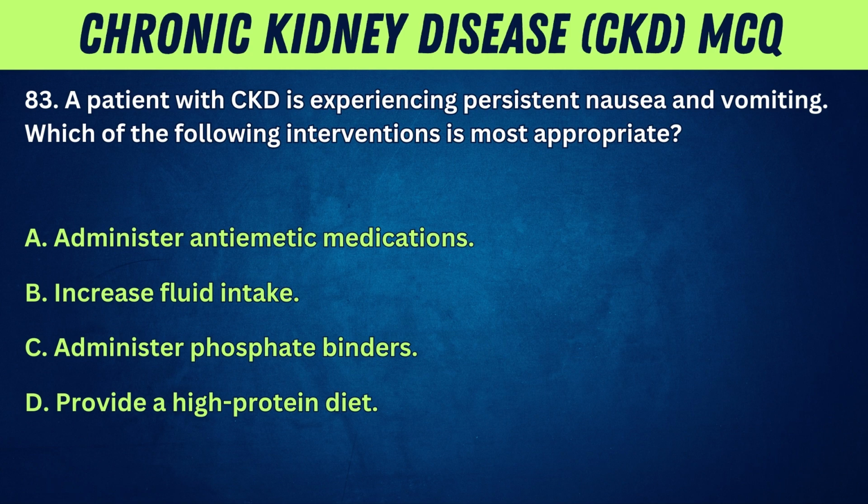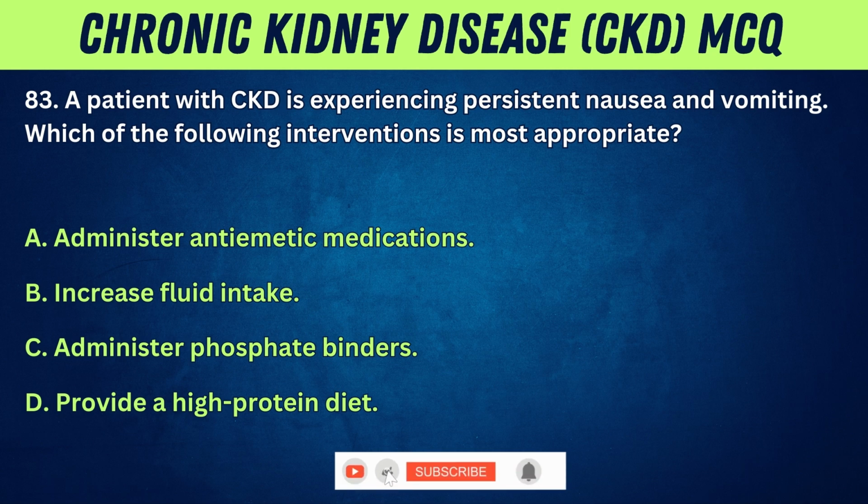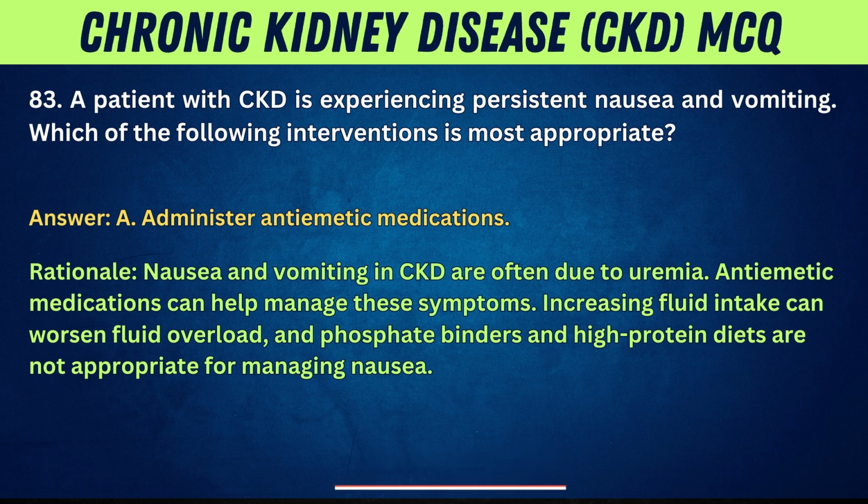83. A patient with CKD is experiencing persistent nausea and vomiting. Which of the following interventions is most appropriate? A. Administer antiemetic medications. B. Increase fluid intake. C. Administer phosphate binders. D. Provide a high-protein diet. Answer: A. Administer antiemetic medications.